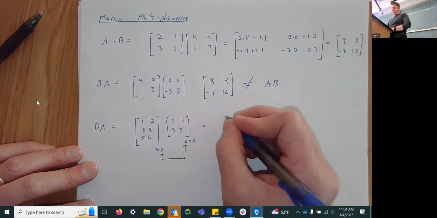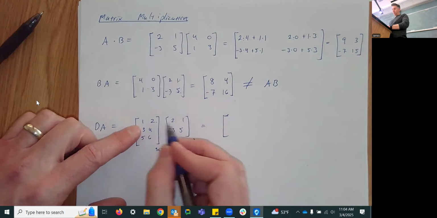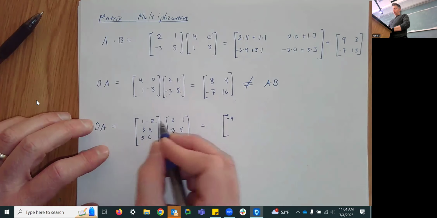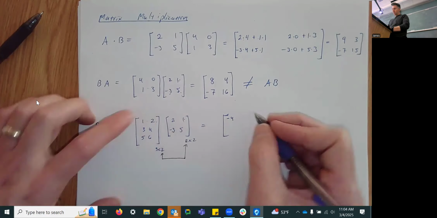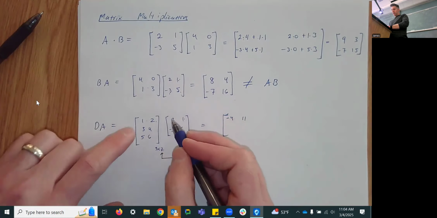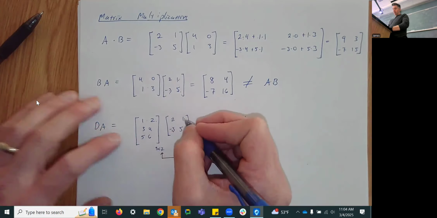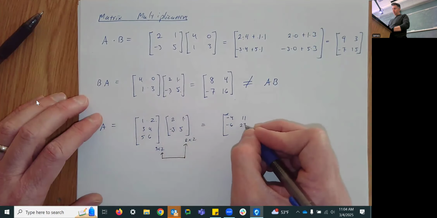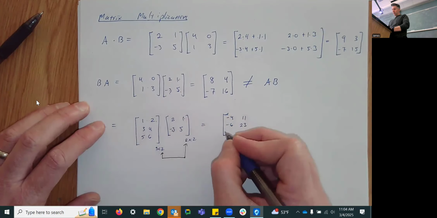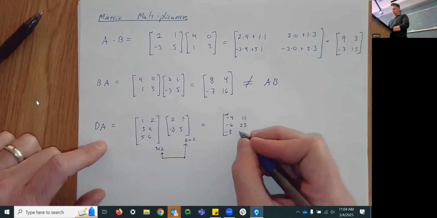So we get, let's see here, 1, 2 dotted with, oops, I made the matrix too small, that's fine. So 1, 2 dotted with 2, negative 3 is going to be 2 plus negative 6, which is negative 4. 1, 2 dotted with 1, 5 is going to be 1 plus 10, which is 11. Move on to the next row. 3, 4 dotted with 2, negative 3 is going to be 6 minus 12, which is negative 6. 3, 4 dotted with 1, 5 is going to be 3 plus 20, which is 23. 5, 6 dotted with 2, negative 3 is going to be 10 minus 18, which is negative 8. And 5, 6 dotted with 1, 5 is going to be 5 plus 30, which is 35.